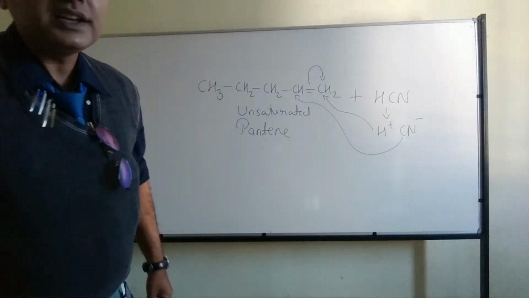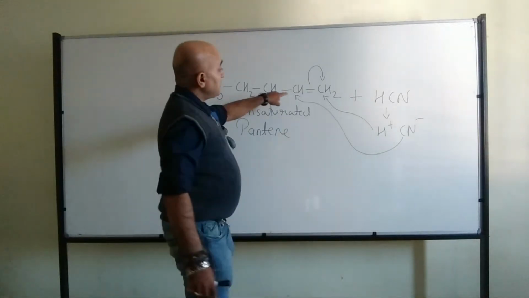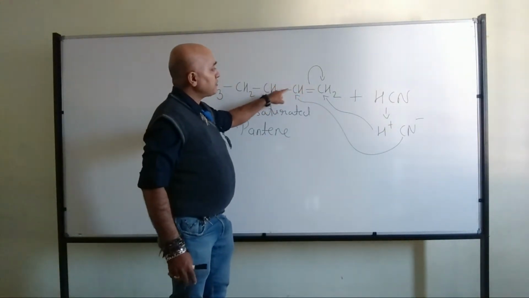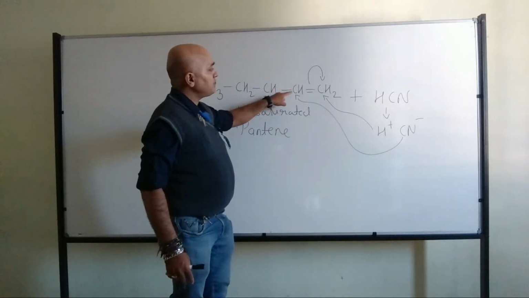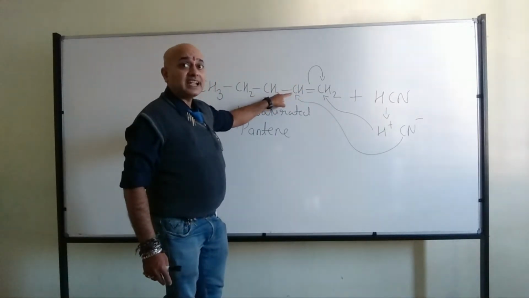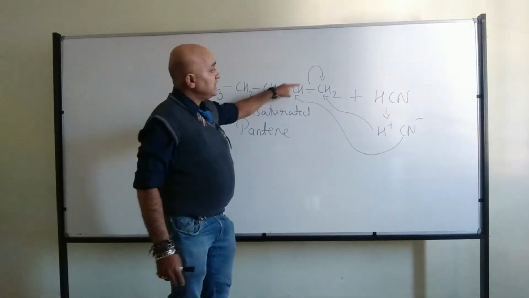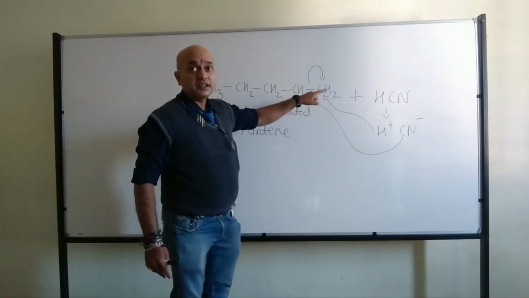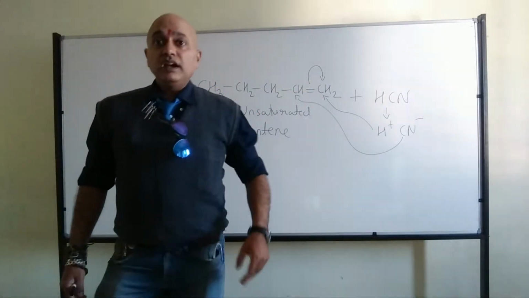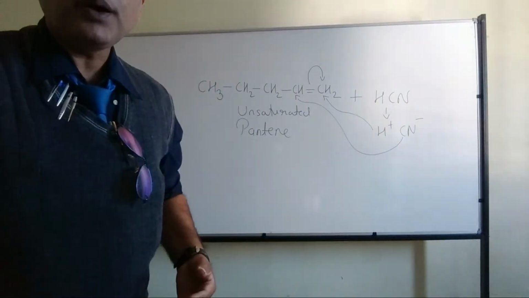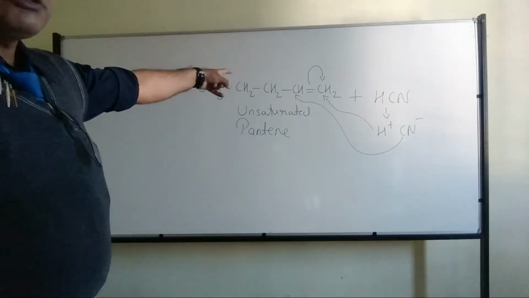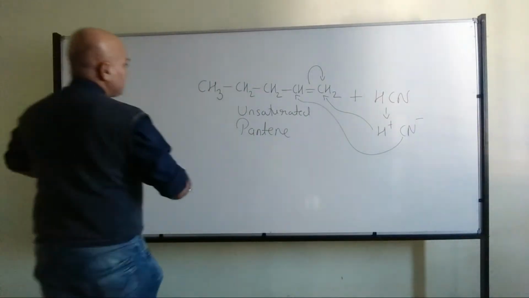You got my point? That is because when the electron is shifted over here, we are going to get the carbocation of this type. That is a secondary carbocation. If the reverse is happening, then we are going to get the primary carbocation, which will be unstable. So those intermediates will be formed which are stable. So the nitrile group should be attached to the second carbon, not to the first.